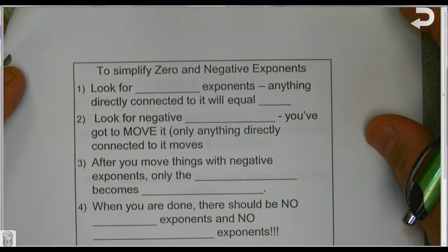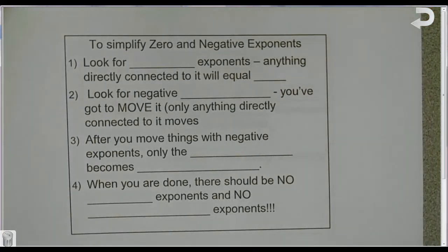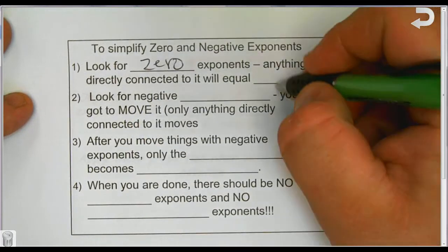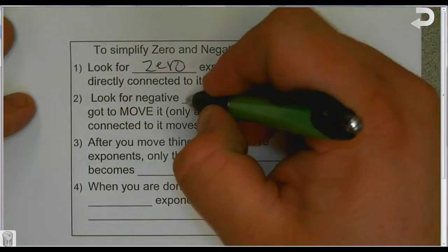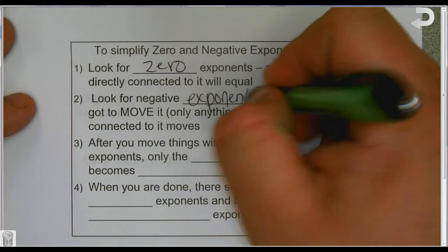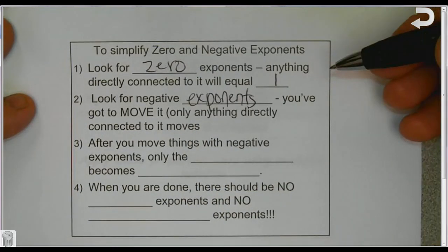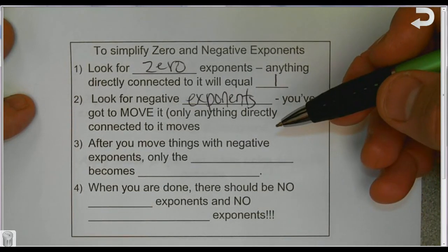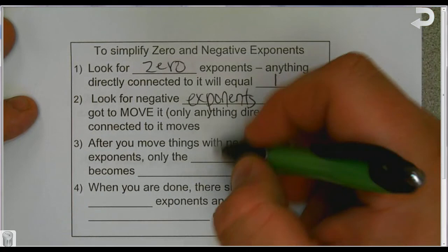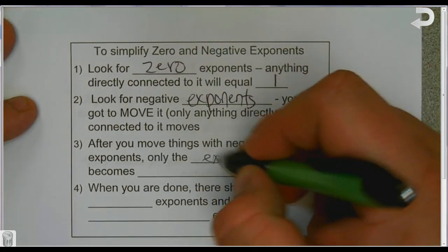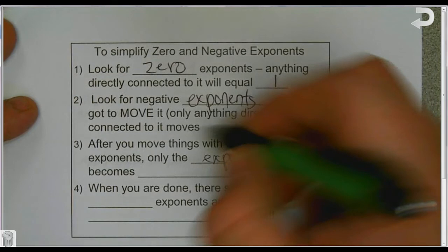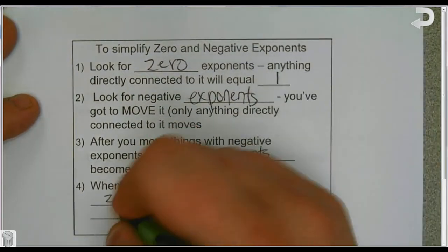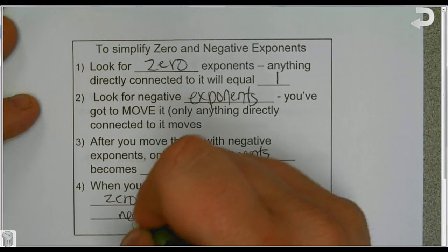Sometimes you're going to be asked to do both at the same time. So to simplify 0 and negative exponents, the first thing you want to do is look for 0 exponents. Anything that's connected to that will equal 1. Then you're going to look for negative exponents. You've got to move anything that's negative, okay? So you move it to the other side of the fraction. After you move things with negative exponents, only the exponents become positive. So when you're done, there should be no zero exponents and no negative exponents.